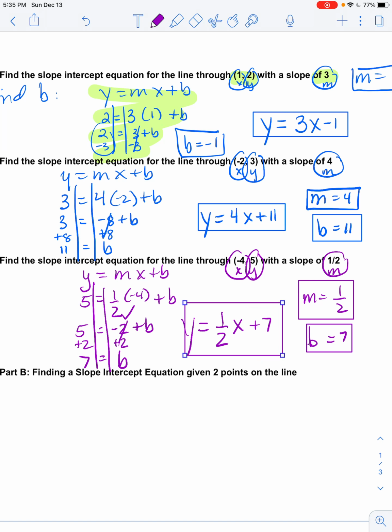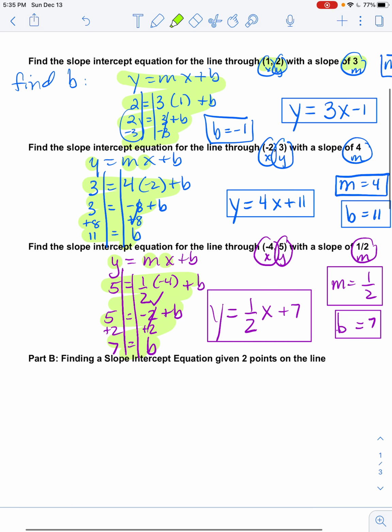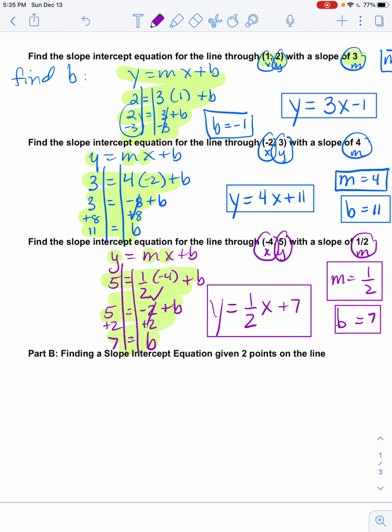So the same process over and over and over again. Every single time you're going to just be plugging in what you know for y, m, and x in order to go through this process to find the b. Up here, I put in what I knew for y, m, and x, went through this process to be able to find the b.